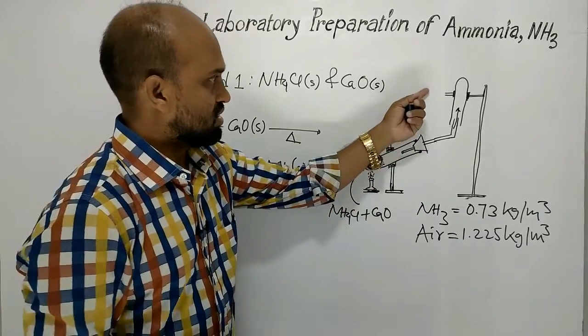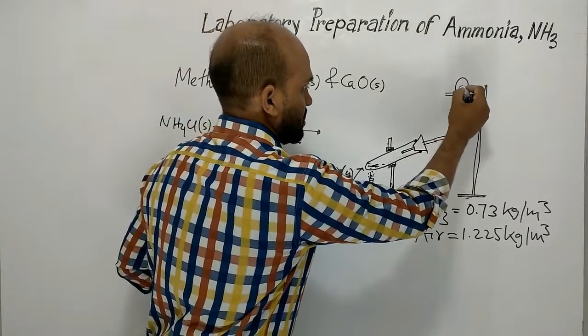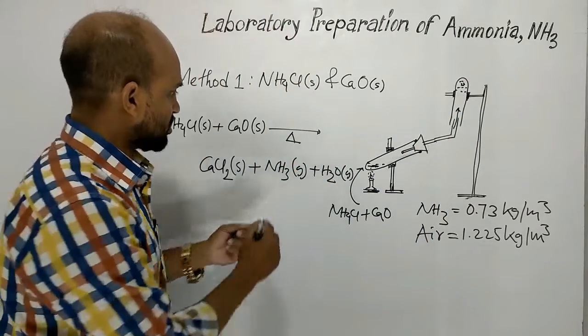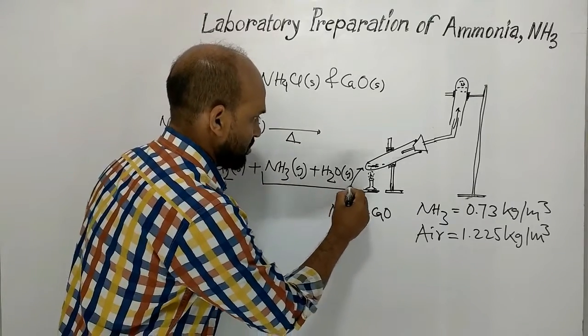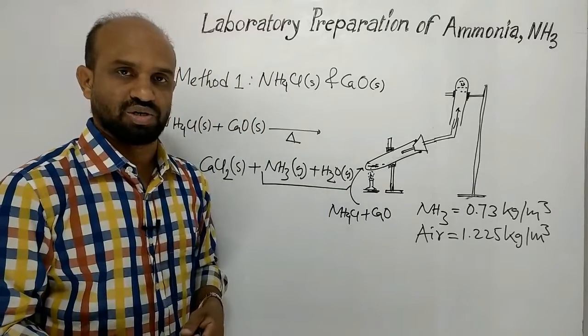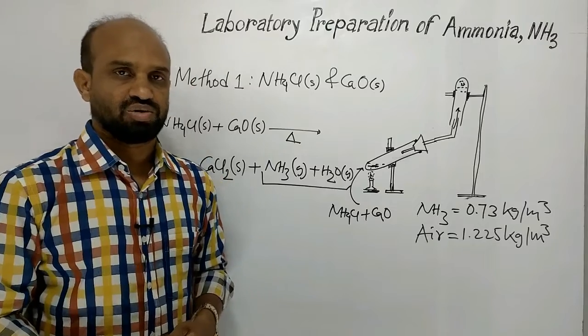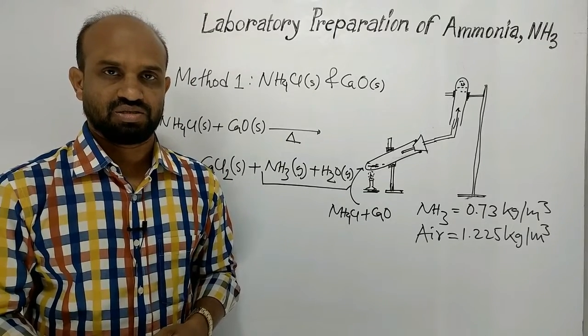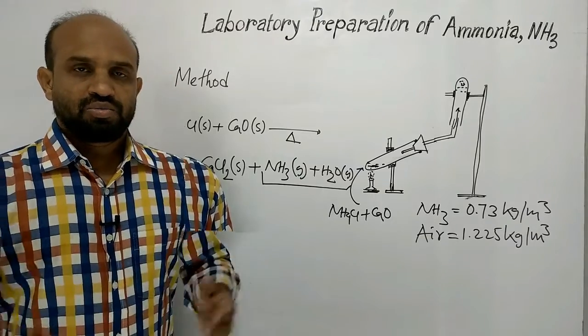So here we got a gaseous mixture. That is actually mixture of two gases, ammonia and water vapor. This is one method by which we can prepare ammonia gas. Let's see another method. Method 2.